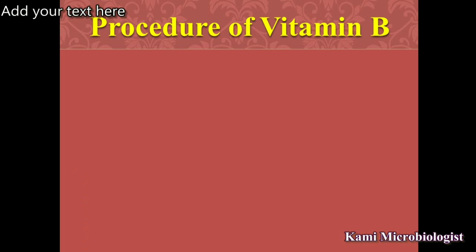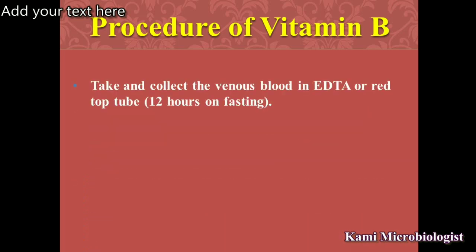Now let's see the procedure of the vitamin B test. It's very simple. First of all, you need to take venous blood in an EDTA tube, red top, or gel tube. Once you take the blood, you will centrifuge it. You have to know that the patient should be fasting for 12 hours. After 12 hours you take the blood. This is really important, so you must take the blood on fasting.